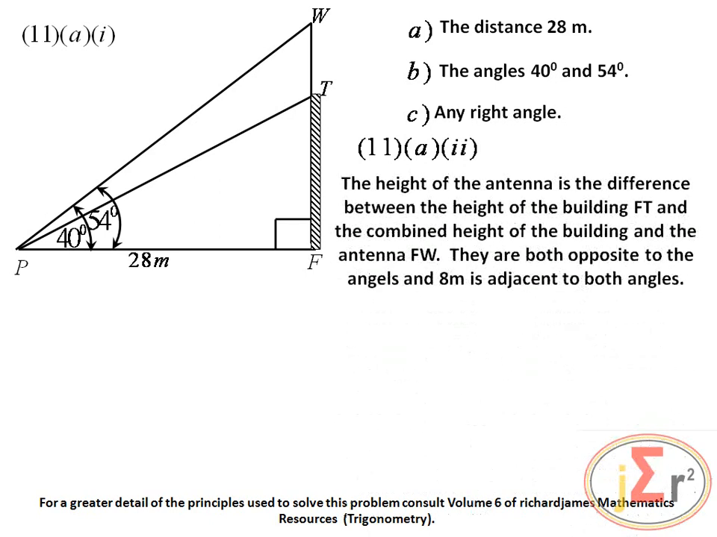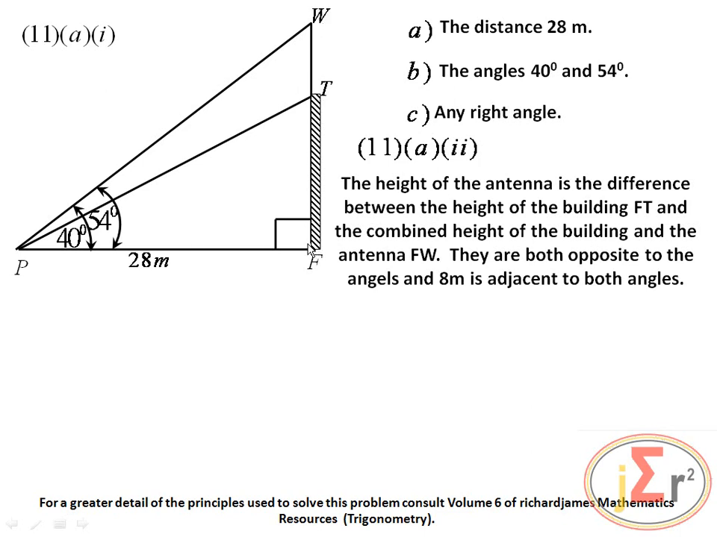The height of the antenna that we have, which is TW, is the difference between the height of the building and the antenna together and the height of the building. So let us put this in a way that is more easily understood. If we want to find the height of the antenna alone, we may find the total height, of course, of the antenna and the building.